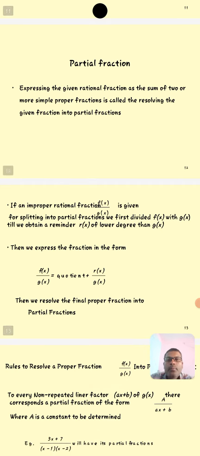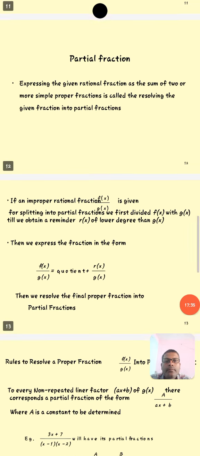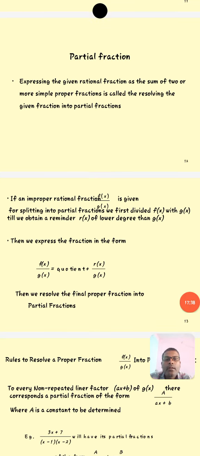If an improper rational fraction f of x divided by g of x is given for splitting into partial fractions, we first divide f of x by g of x till we obtain a remainder r of x of lower degree than g of x. Okay, if an improper rational fraction f of x by g of x is given, now we have to split it into partial fractions. First we divide f of x by g of x till we obtain remainder r of x of a lower degree than g of x.